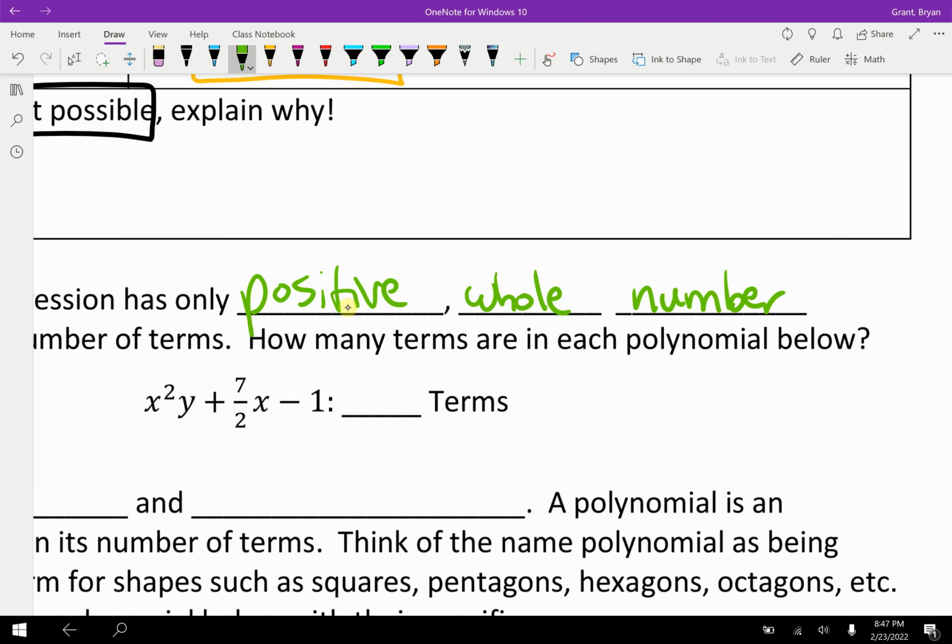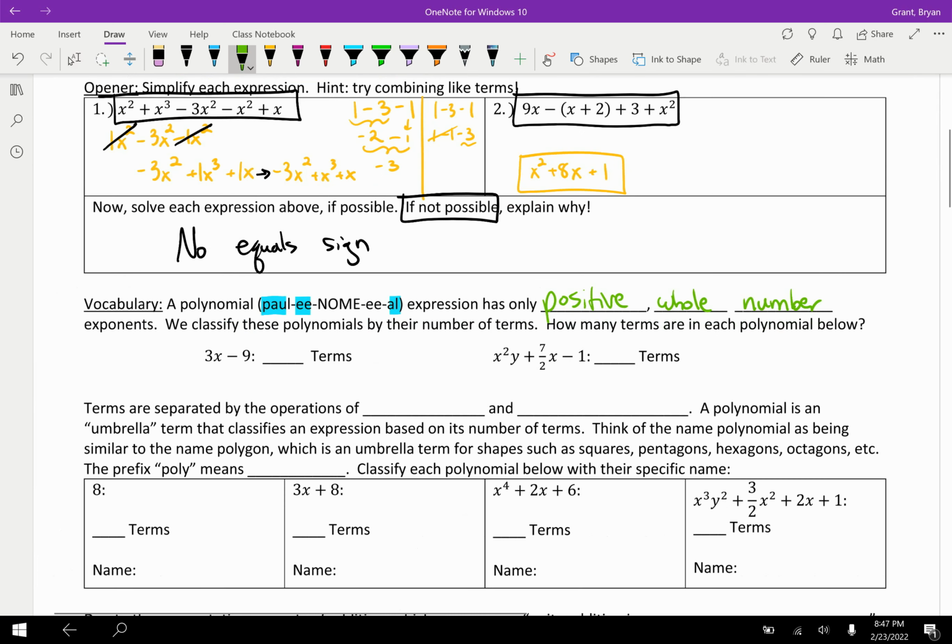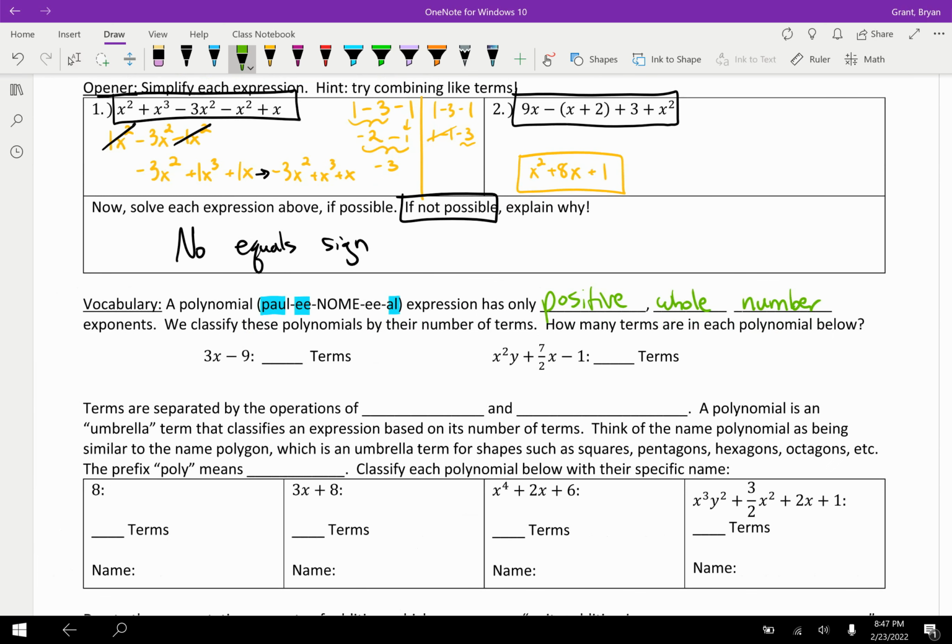Now, technically positive is already included in whole numbers. Whole numbers are only positives, but I just wanted to reinforce that with you. So it has only positive whole number exponents. So that means we're only going to have exponents of like 1 or 2 or 10 or a million. We aren't going to have exponents of 1/2, so no square roots here. We're not going to have negative exponents, no weird exponential fractions. Okay, just nice exponents.